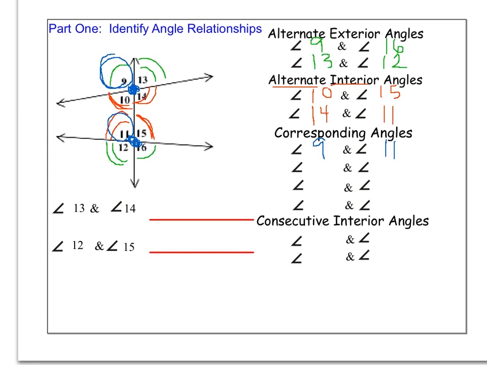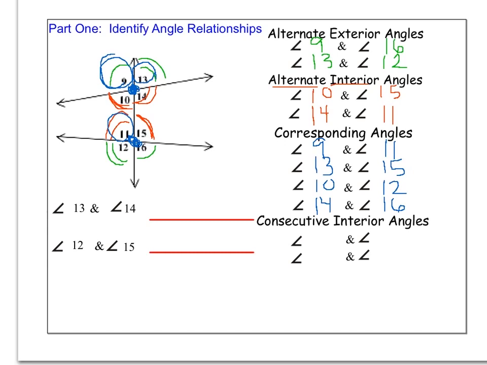Now angle 13 is at the upper right-hand corner of the top intersection. Angle 15 is at the upper right-hand corner of the bottom intersection. So 13 and 15 would be our second pair. And if we look for angles at the lower left-hand corner, we would have 10 and 12 as our other set of corresponding angles. Our last corresponding pair of angles would be 14 and 16. They are at the bottom right.